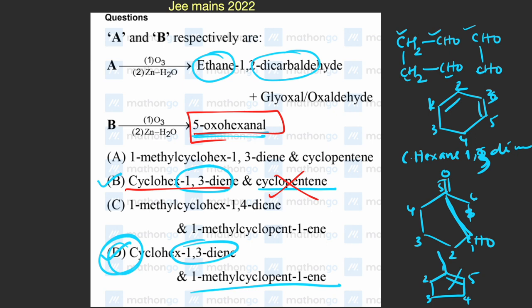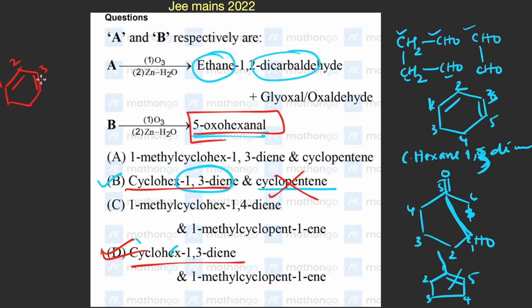But when you take cyclohexane 1,3-diene and methyl cyclopentane, the products are the same. So the products are the same. We'll figure it out again. Cyclohexane 1,3-diene, this is cyclohexane. So this is 1, 3, 1, 2, 3, 4. Breaking from here, we get glyoxal, the first product. And next, we get the 1, 2, 3, 4 carbon dicarbaldehyde.